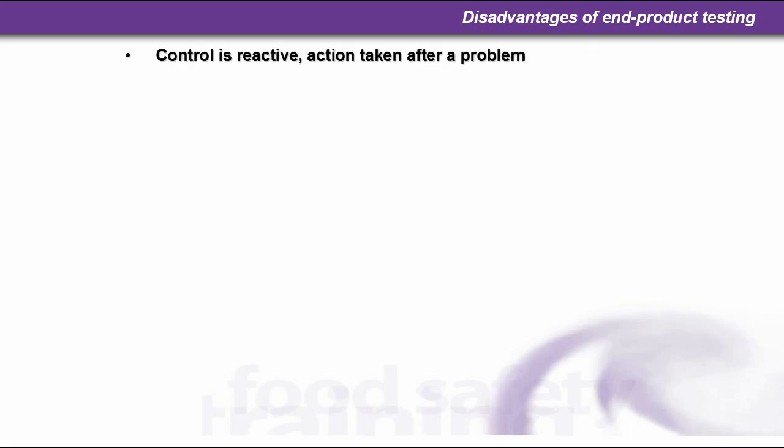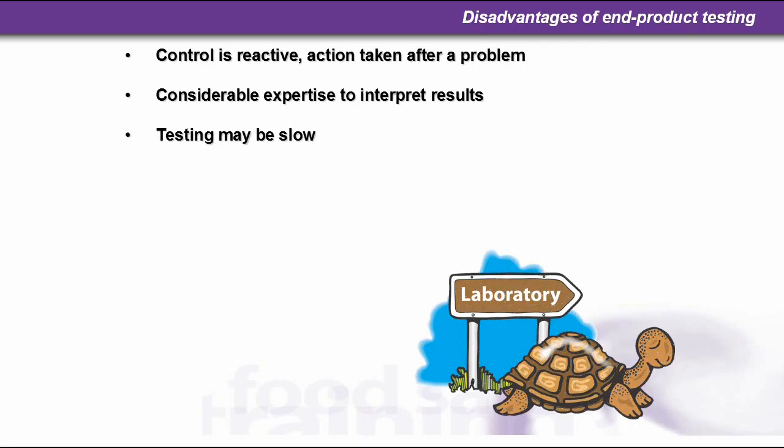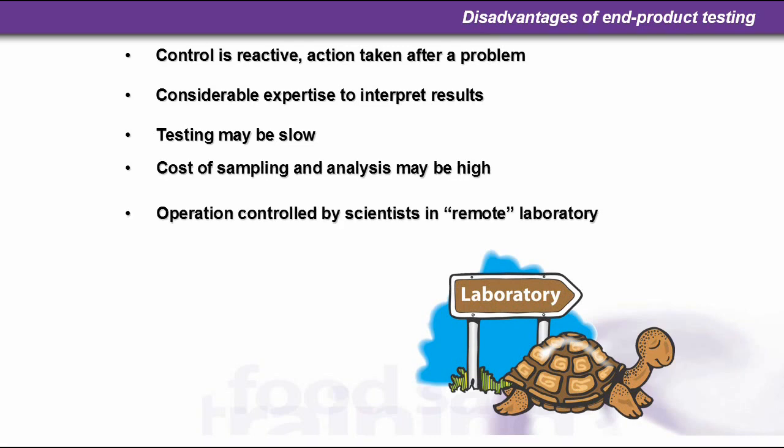Well, one of the disadvantages is control is reactive. Action is taken after a problem has occurred. Considerable expertise is needed to interpret results. Testing may be slow. The cost of sampling and analysis may be high. Operation is controlled usually by scientists in a remote laboratory away from the main factory or food area.